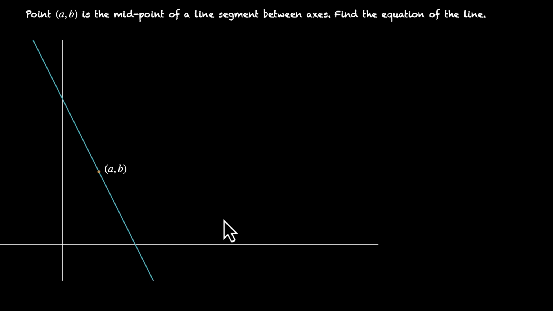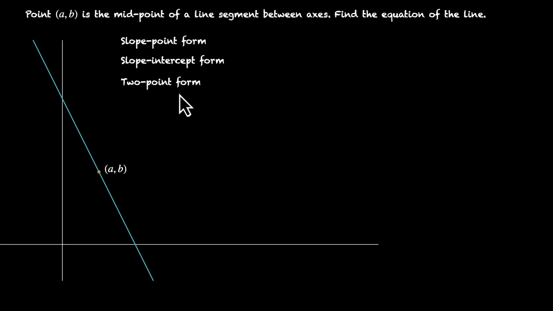Okay, so let's list down the forms that we know. We know that we can find the equation in slope point form, slope intercept form, 2-point form, and intercept form. Which of these can we use? Well, we don't know the slope, so the first two we can strike them out. Slope point form and slope intercept form will not work. What about 2-point form? Do we know 2 points on this line? Well, we know 1 point, but we don't know any other point. So this will also not work.